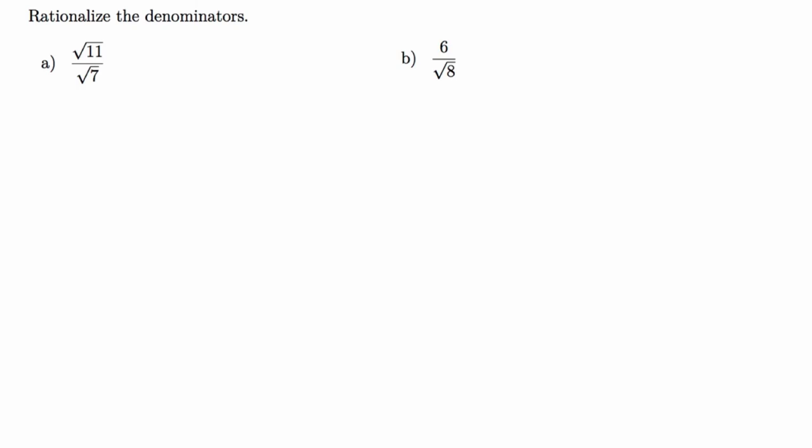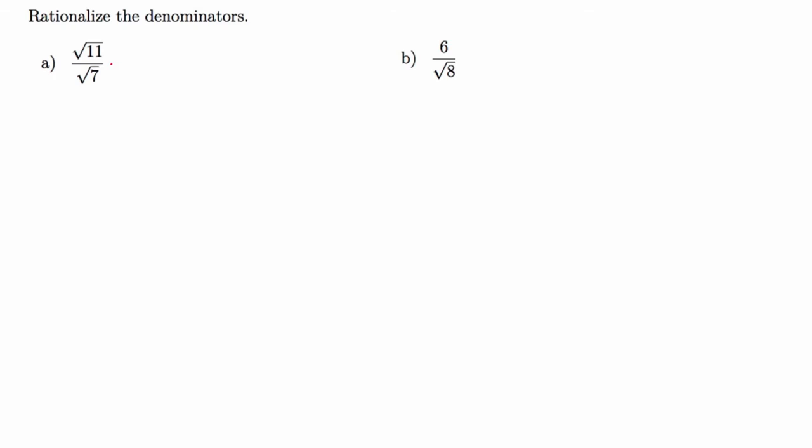Now it is your turn to rationalize some denominators. If you have not tried these examples already, please return to your lecture notes, complete these on your own first, then return to the videos to check your work. In part A, we have root 11 over root 7.